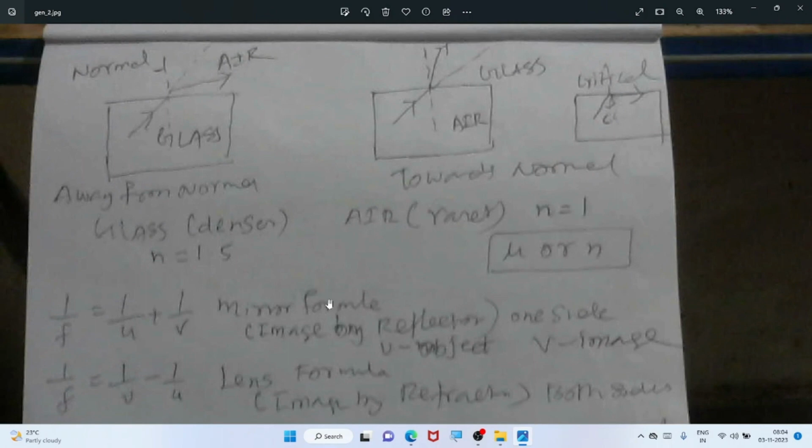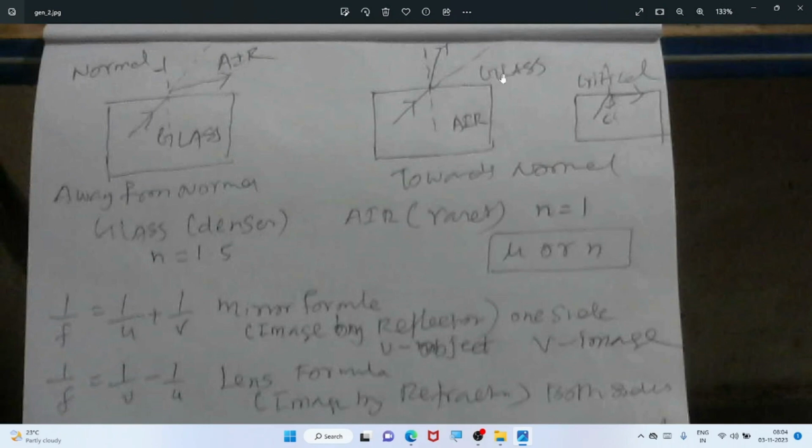Now if you take two media, let's say air and glass. Glass is denser than the air. So this is the normal to this surface. If a light ray comes from this side and if there is no refraction, it will go straight in this path. When the light travels from the denser to the rarer medium, it bends away from the normal. Without refraction, this light will go in this direction, so it is going away from the normal. So denser to rarer, away from the normal.